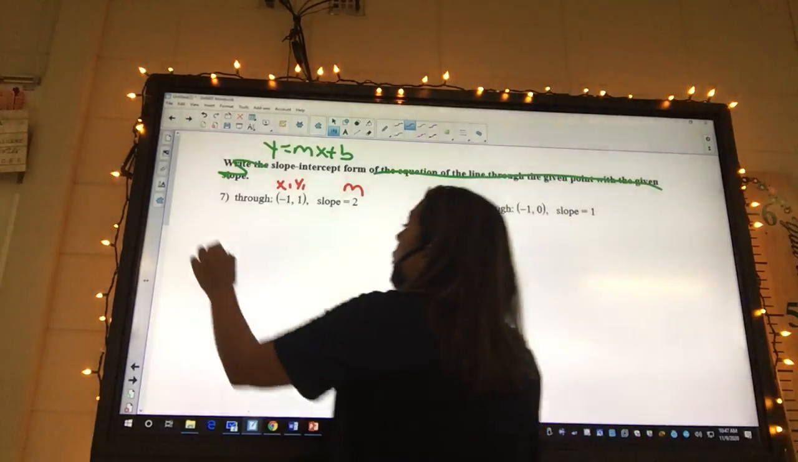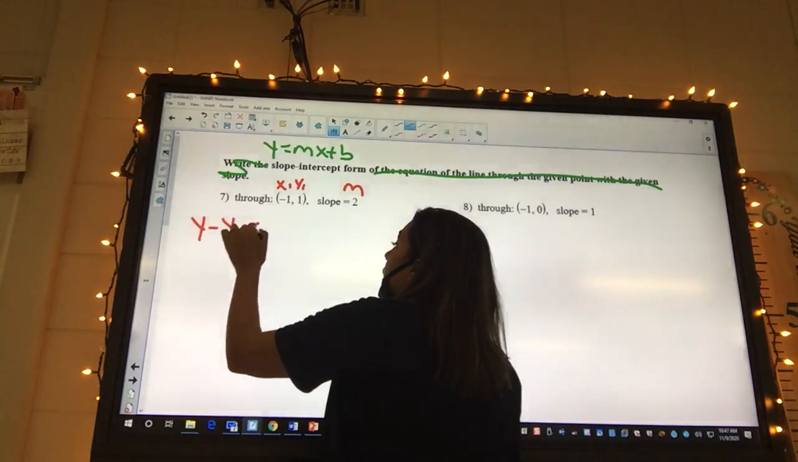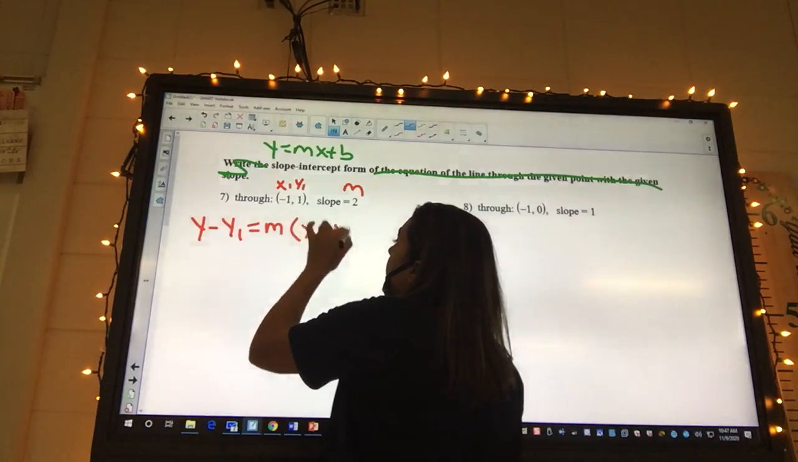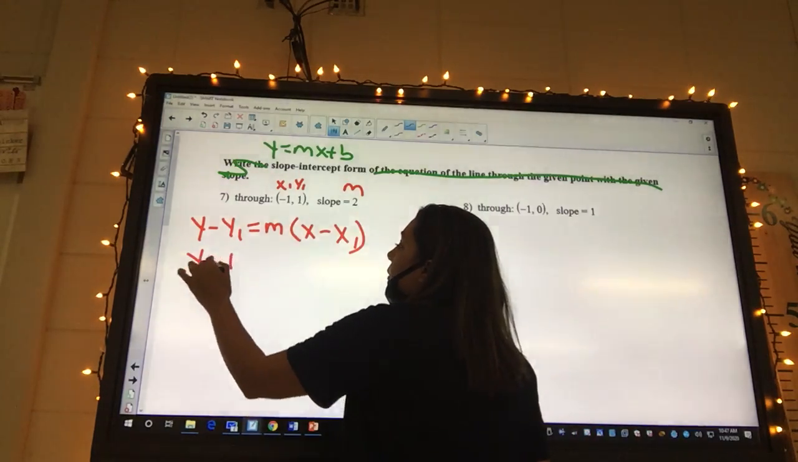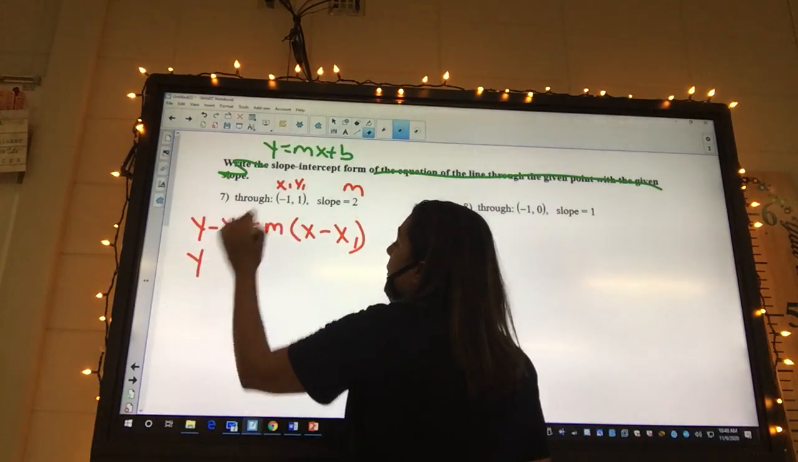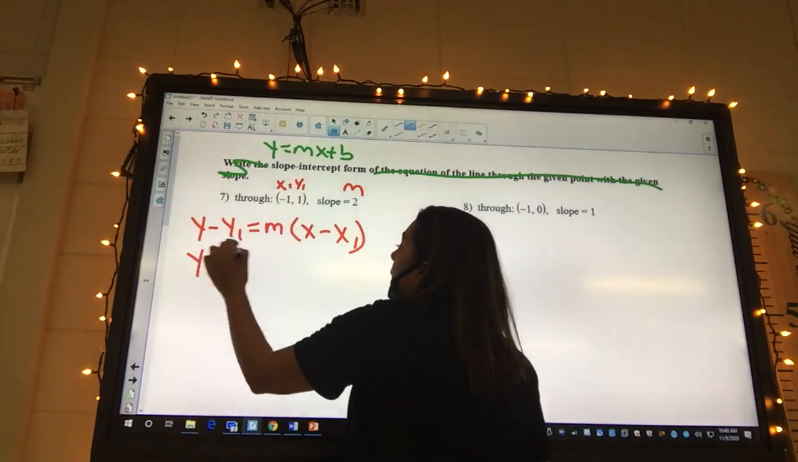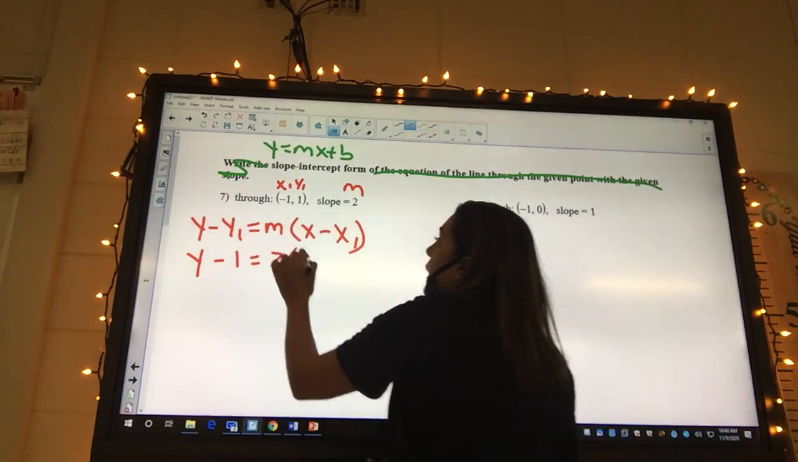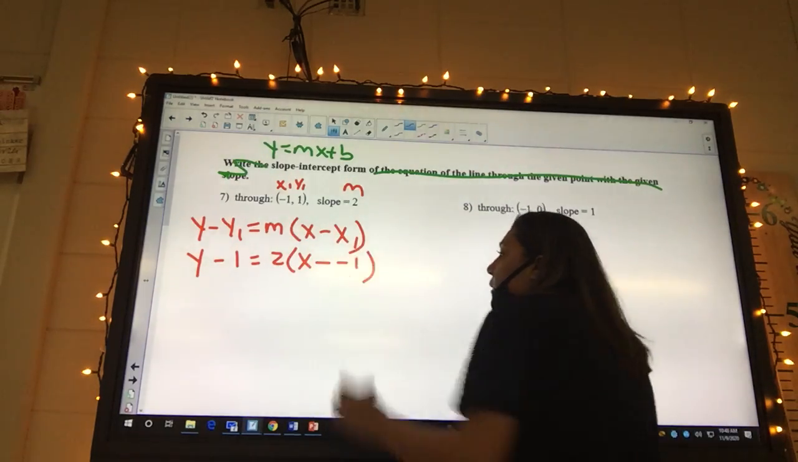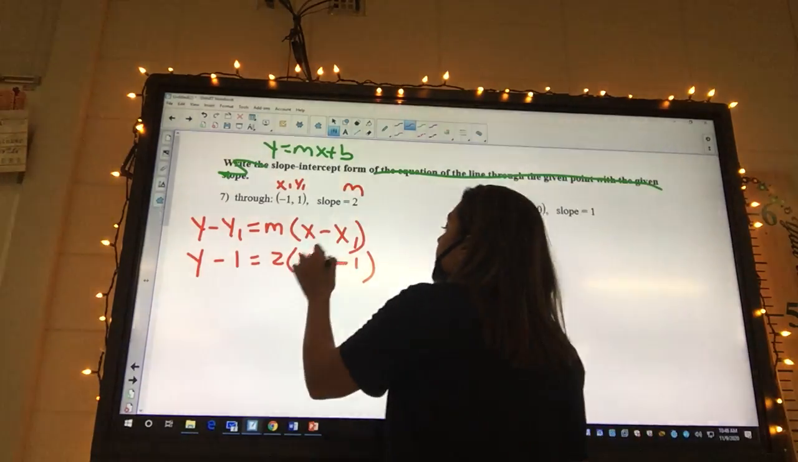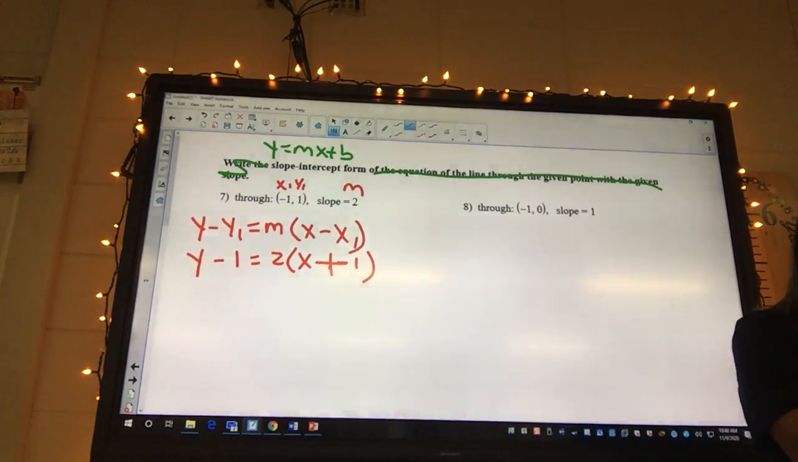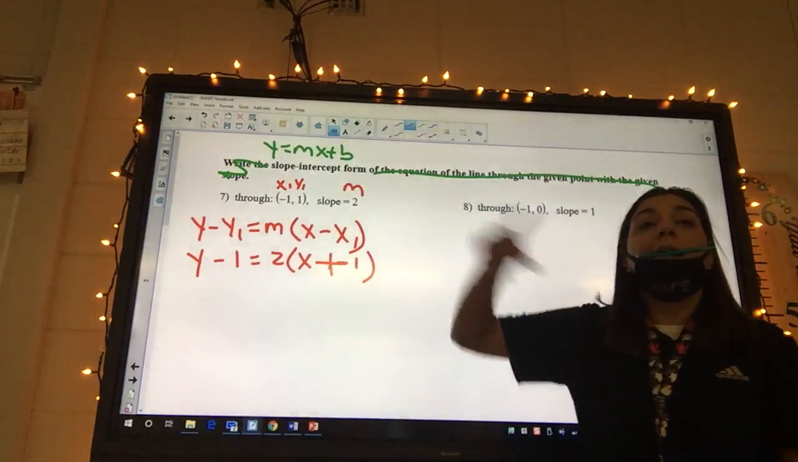So we're going to have y minus y1 equals m times x minus x1. So it's going to be y minus 1 equals, my slope is 2, times x minus, my x1 is negative 1. You have to make it a plus. Are we finished? No. We have to distribute because we need the y by itself.